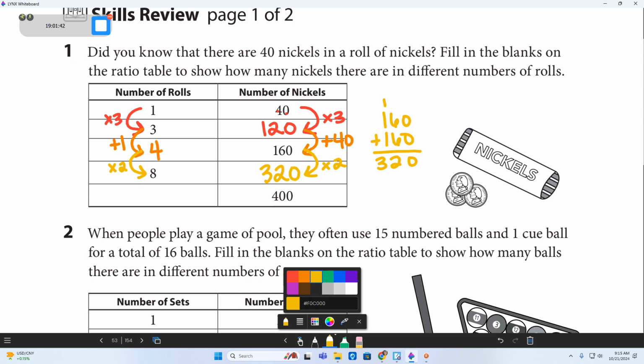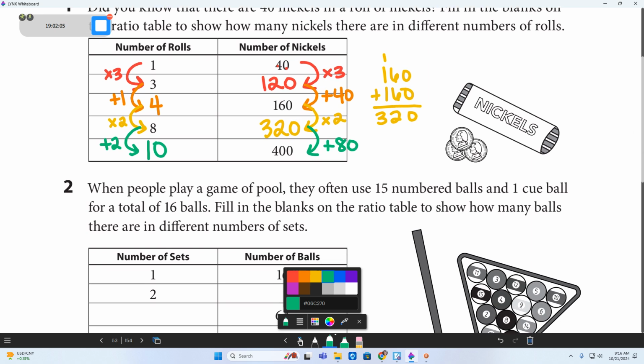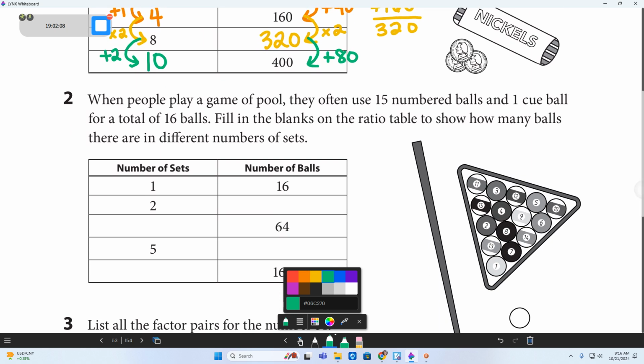All right, then it looks like from 320 to 400 is 80 nickels. If 1 roll is 40 nickels, then 80 nickels would be 2 rolls. So because they were adding 80 nickels, that's 2 rolls, and that would be 10 altogether. All right, so I was kind of using the top of the ratio table to help me with some of the things further down.